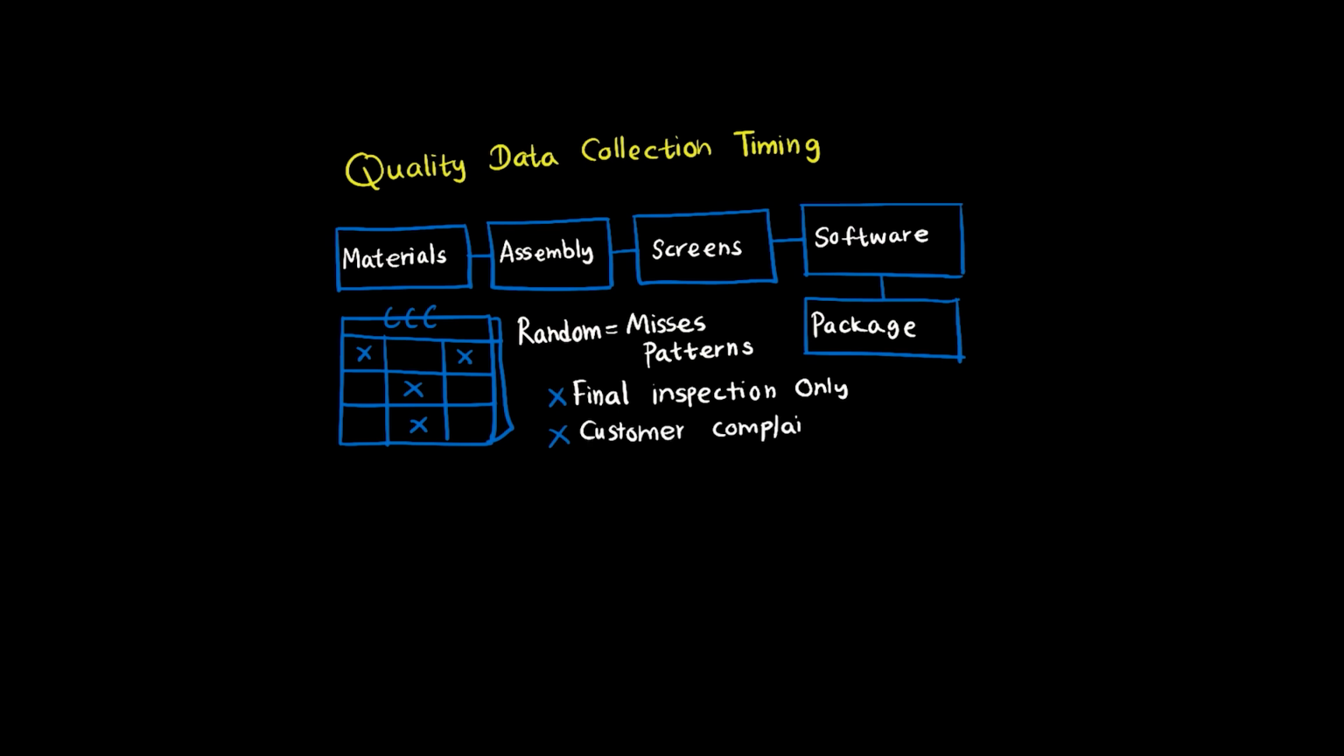Customer complaints come too late. Products are already sold and reputation damaged. But collecting data at each production stage, Stage 1, 5 defects. Stage 3, 47 defects. Immediately you know Stage 3 has problems. Systematic collection pinpoints where interventions are needed.